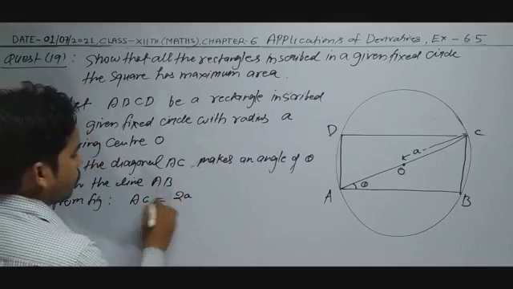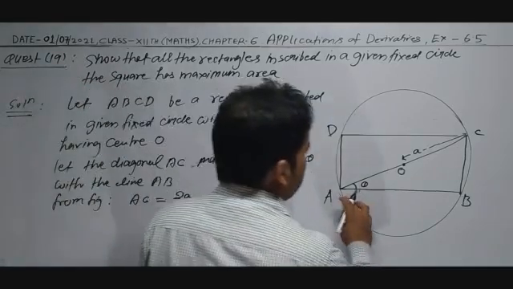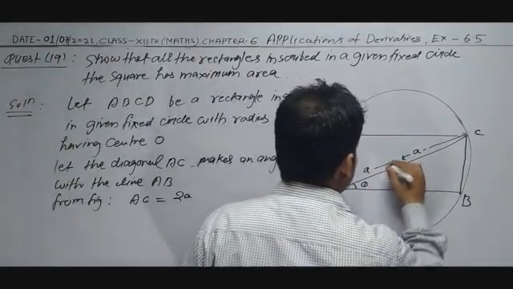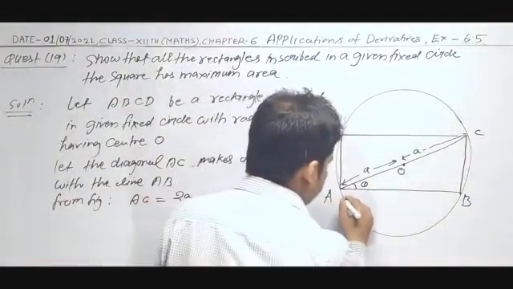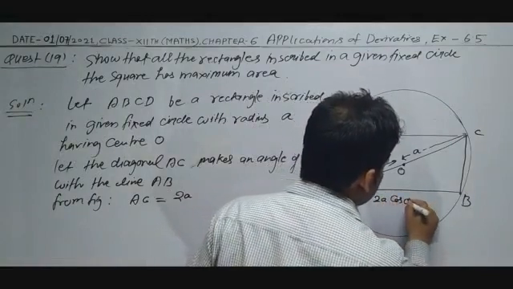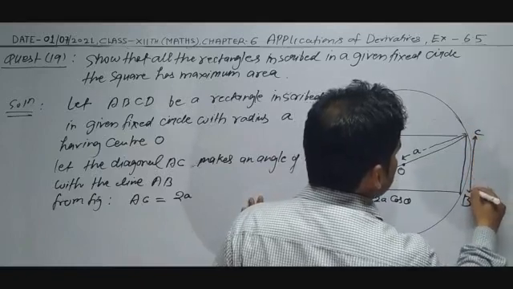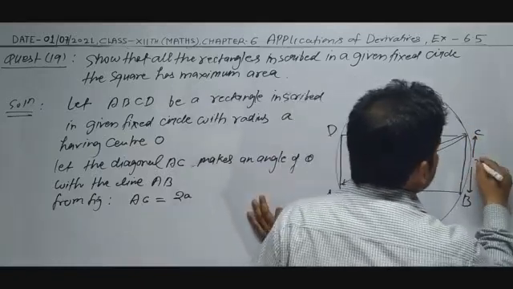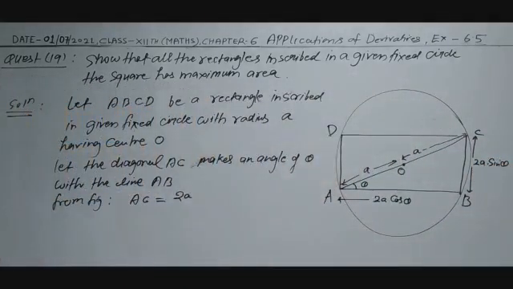Now when you find AB and BC from the figure, AC is 2a, then AB length will be 2a cos theta, and BC length will be equal to 2a sin theta. So this is the measurement of AB and BC.